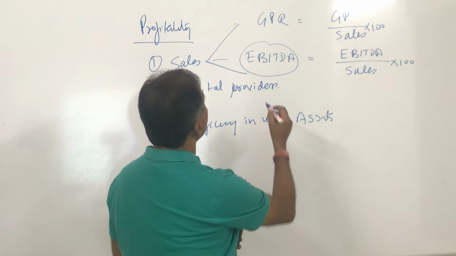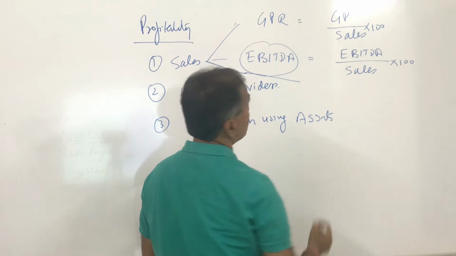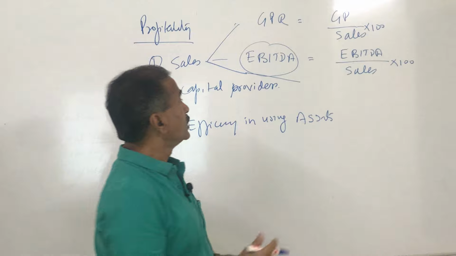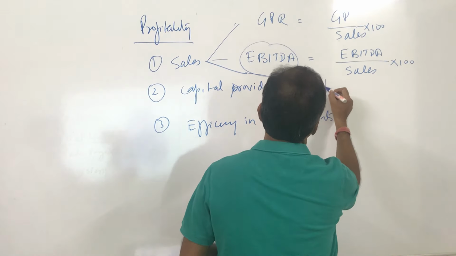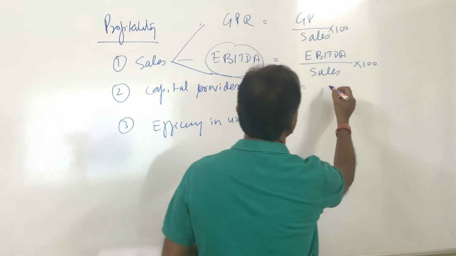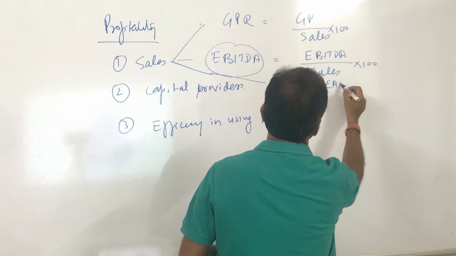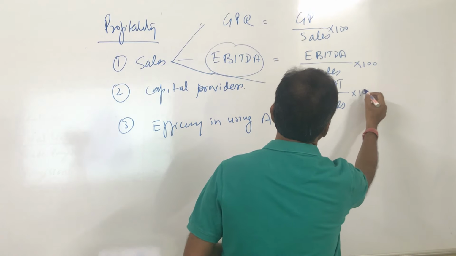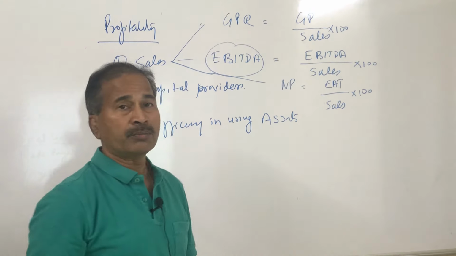Number 3, what we calculate to evaluate the profitability of a business from the perspective of sales is the net profit ratio. And how do we calculate the net profit ratio? Net profit ratio, of course, is we take the EAT, earning after tax of the business, divide it by the amount of sales into 100, and that gives me my net profit.